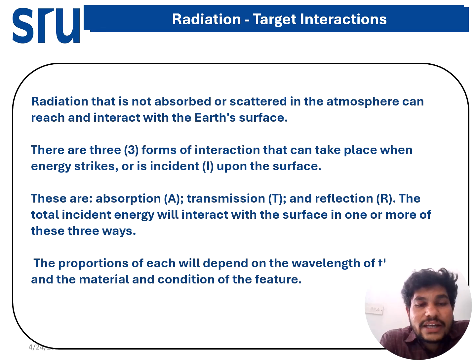First one, the absorption. Second one is the transmission, and the third one is the reflection. The total amount of energy, when it interacts with the surface of the object, will interact with the object in one or more of these three ways. The portion of each depends on the wavelength, the material, and the condition of the features.